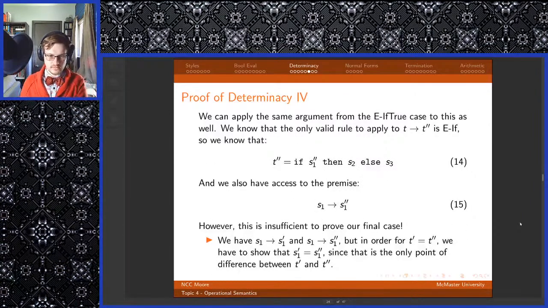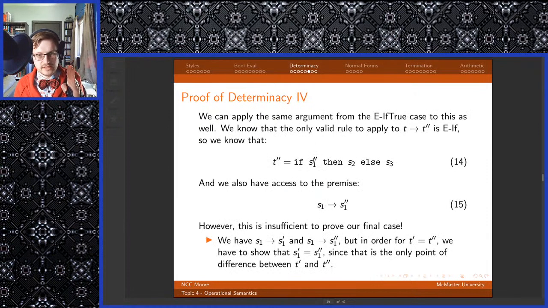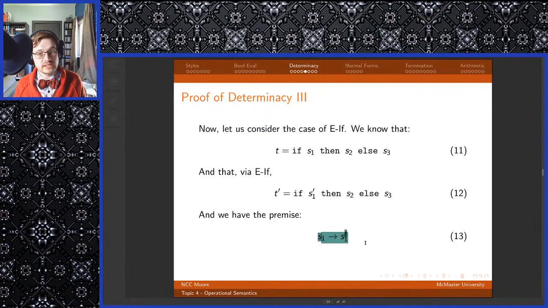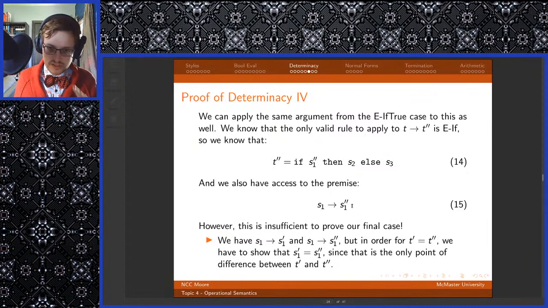So, this is insufficient to prove our final case. We've got a problem, because the overall form of t1, t prime and t double prime are the same. However, we have this issue of s1 prime and s1 double prime. We've got s1 evaluates to s1 prime, and s1 evaluates to s1 double prime. If these are different, then t prime and t double prime will also be different, because they contain these terms.